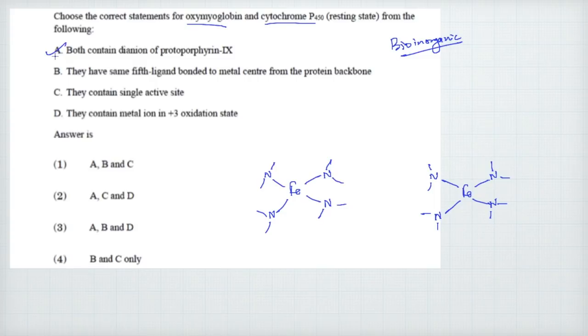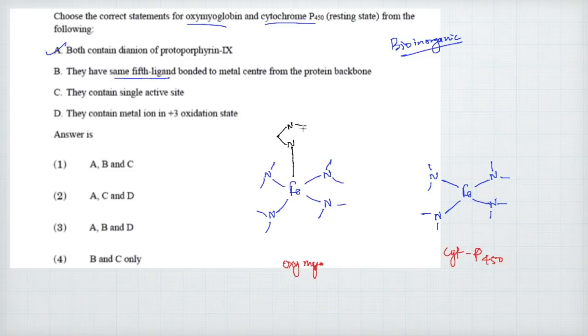The second statement says that both of them have a fifth ligand bonded to the metal center from the protein backbone, and the same fifth ligand. If you look at the structure, there is a fifth ligand attached to both of them. This is oxymyoglobin, and this is cytochrome P450. For oxymyoglobin, the fifth residue attached is an imidazole ring.